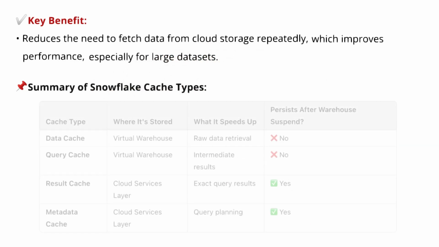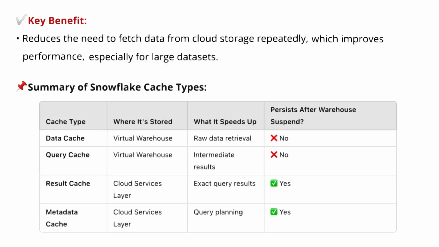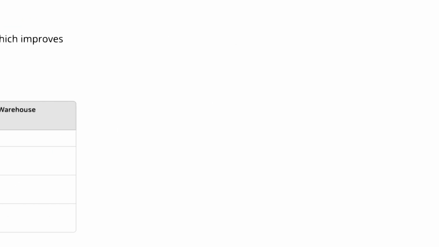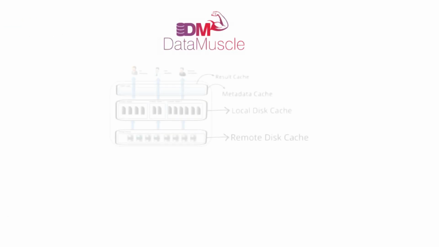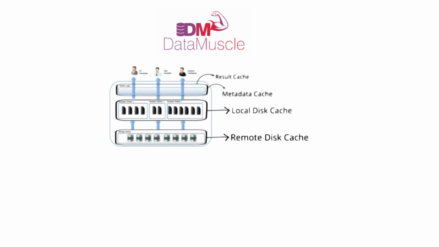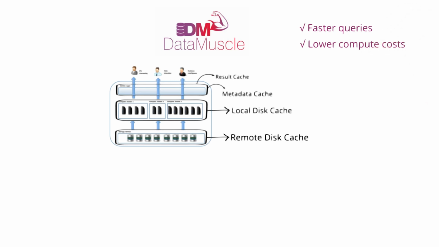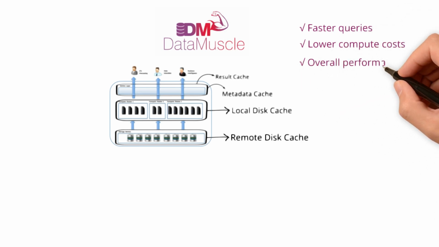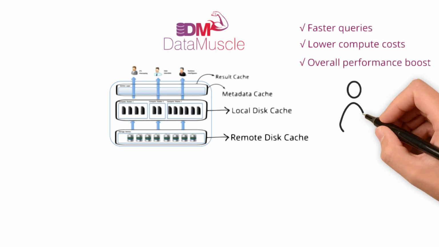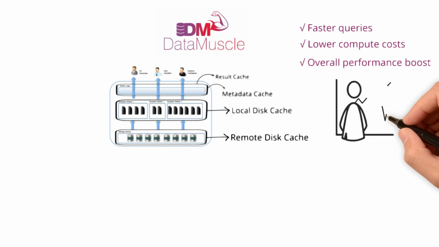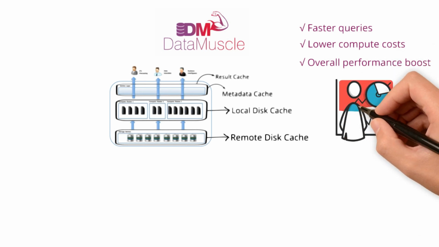Here is the summary of Snowflake cache types. That's a wrap on Snowflake caching. By leveraging these caching layers, Snowflake ensures faster queries, lower compute costs, and an overall performance boost, allowing you to analyze data efficiently without unnecessary delays.